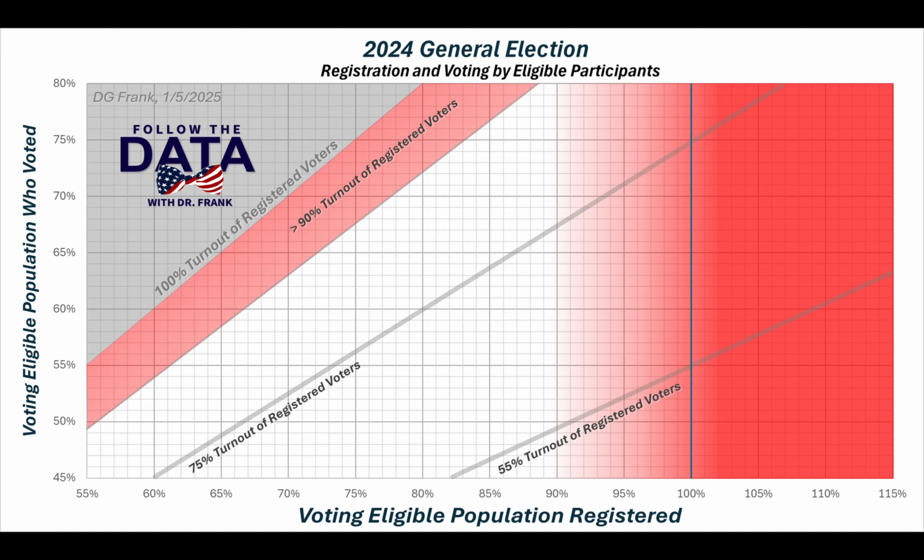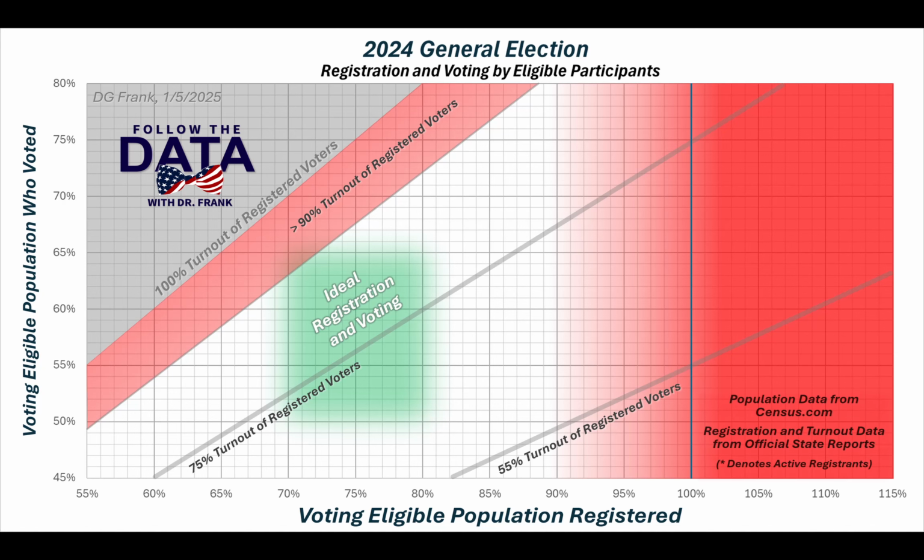I've indicated in green where the ideal region for registration and voting for a state would be. Essentially, a clean voter roll would have about 70 to 80% of its voting eligible population registered, and a clean election would have about 50 to 65% of its voting eligible population turning out. As I mentioned at the start, the data I'm about to show you come from the U.S. Census and the respective state election websites.